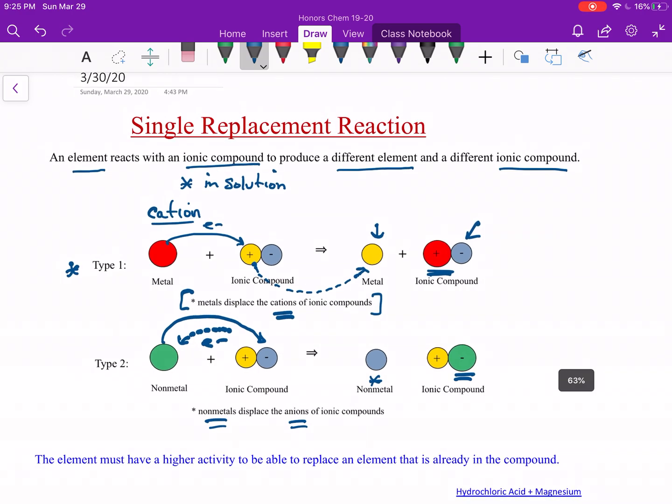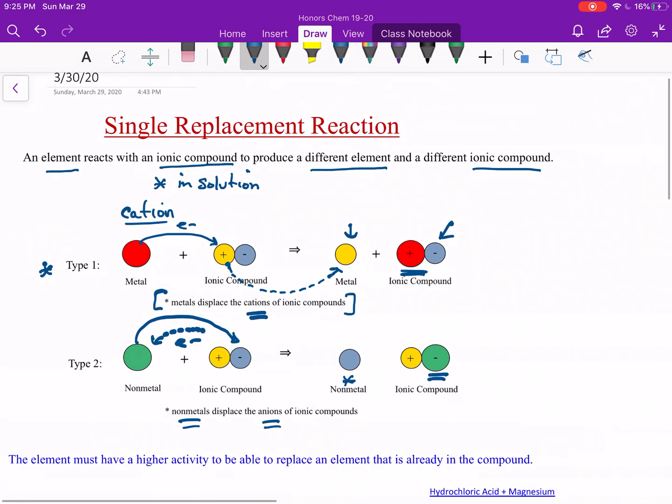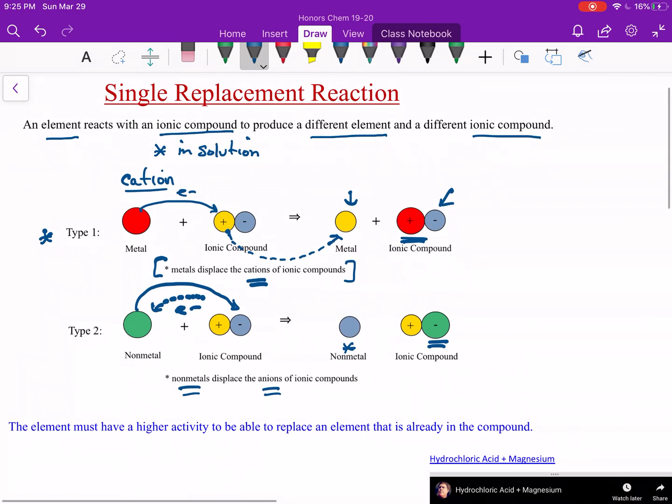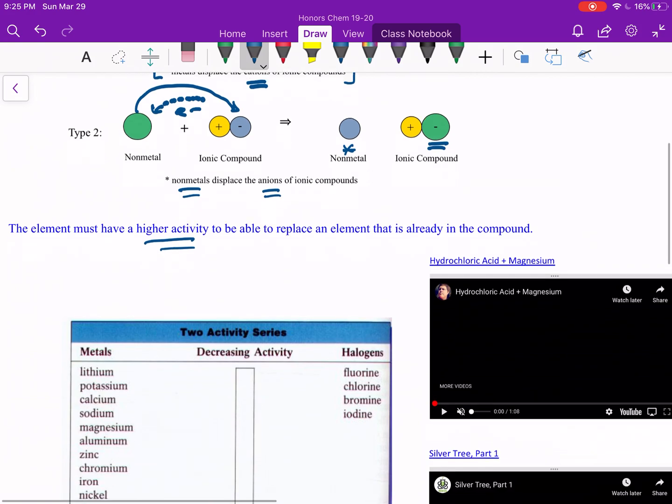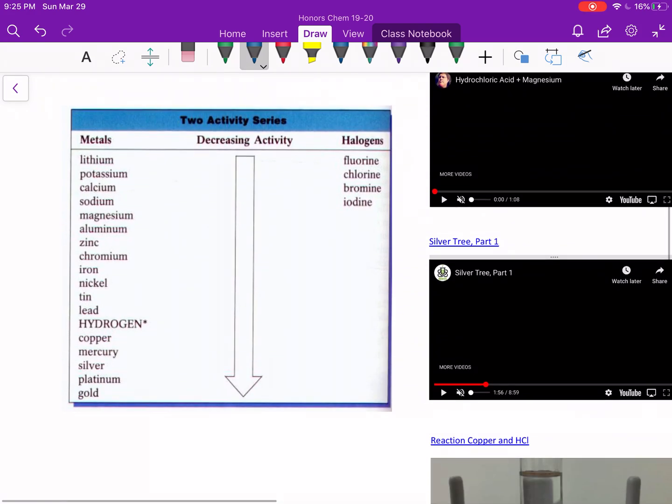Now I mentioned this activity series, okay? Elements that have a higher activity are going to want to replace an element that's already in the compound. For instance, if we look at the activity series, the big daddy is lithium. Lithium is the most active metal. And if lithium is there, it can replace anything below it. So elements that are higher up are able to displace elements that are lower down in a single replacement reaction.